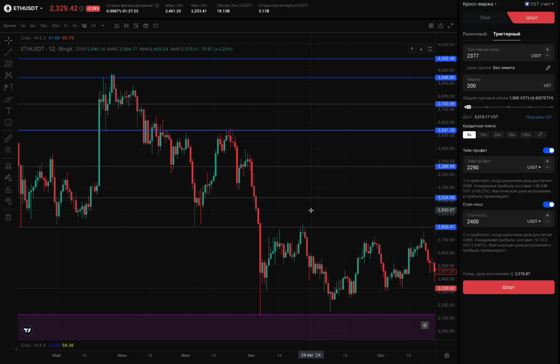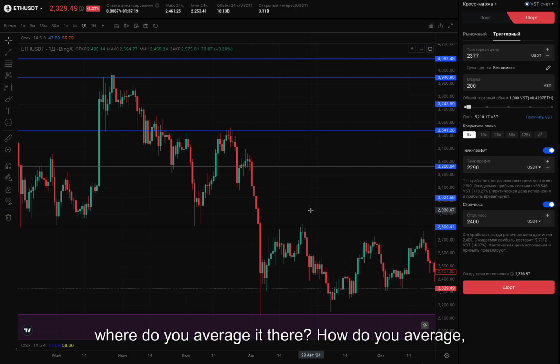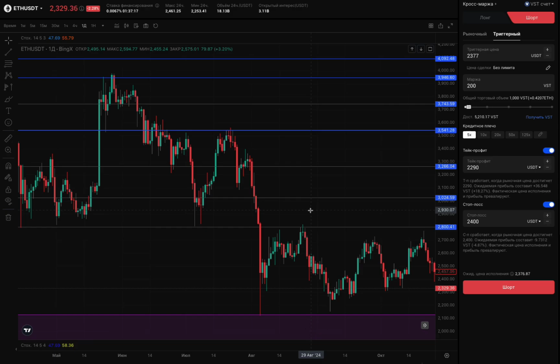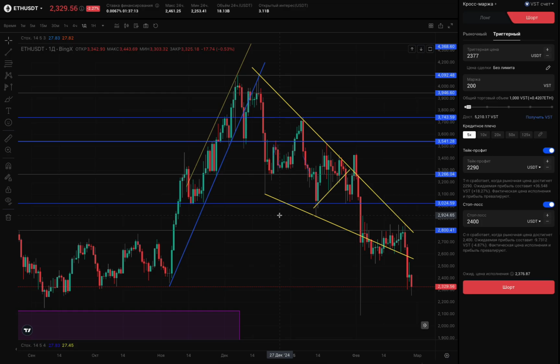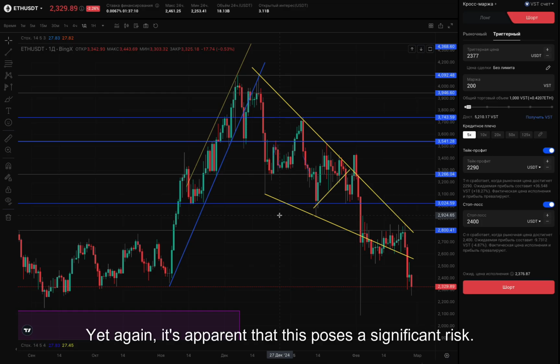Spectators, based on this, how would you build it there? Where do you average it? How do you average? In what volumes, and so on? Yet again, it's apparent that this poses a significant risk.